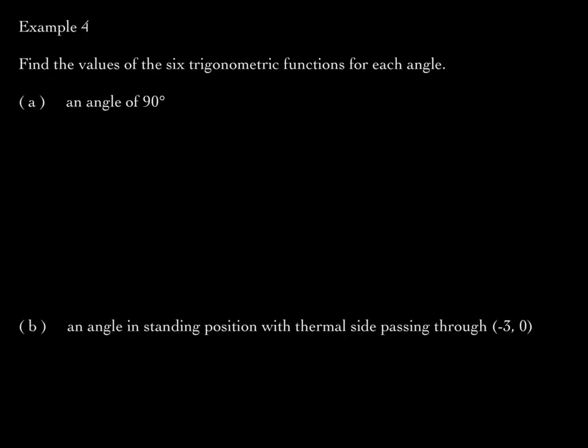All right, let's look at one last example before we wrap this lesson up. Find the values of the 6 trig functions for each of the following angles. First, we have an angle of 90 degrees. Let's do this one first. Let's draw a picture of what we have really quickly. Here is our angle of 90 degrees. Now, of course, this is a right angle. I called it theta. Now, we want to find the values of the 6 trig function values of 90 degrees.